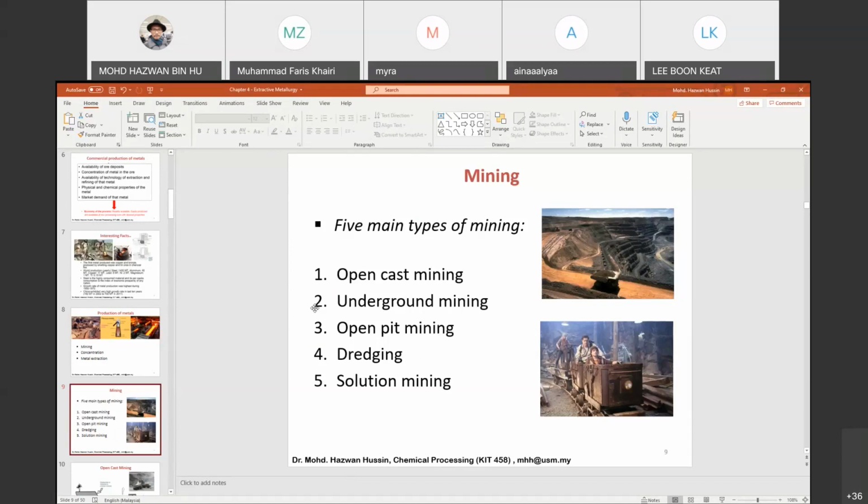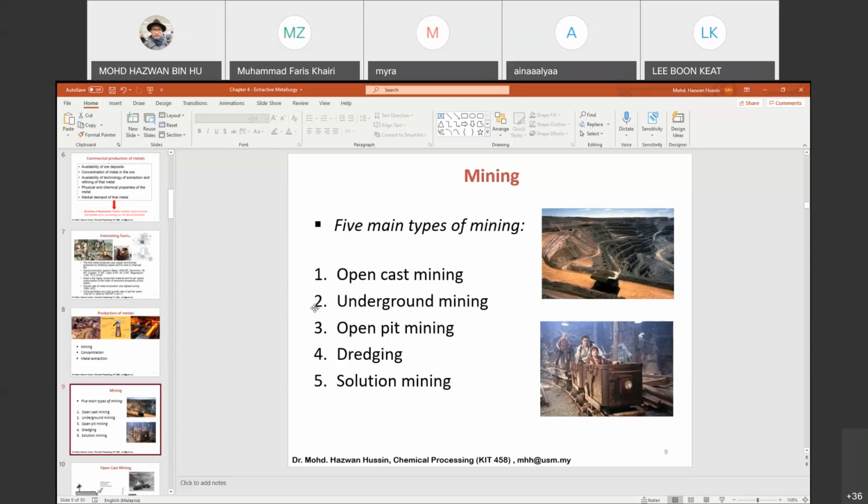You can also have open pit mining. Open pit is more or less almost the same as open cast, except that this type of mining will form a pit. This you can also see quite a lot in Malaysia. The fourth one is dredging, using a dredging machine, kapal korek. You can see this a lot in Perak or Selangor, where tin was mined using dredging machines.